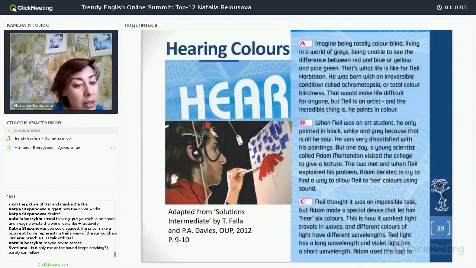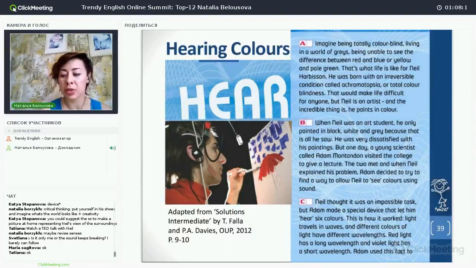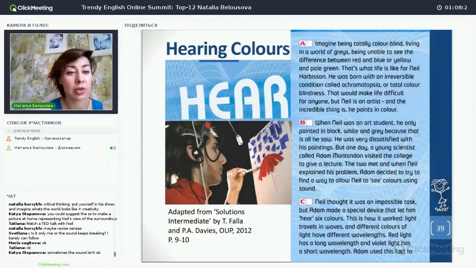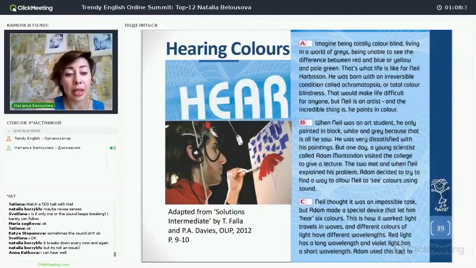Is it only me or the sound keeps breaking? Is the sound okay? Because it seems to be okay. Can you say if the sound is okay now and if you can hear me well? Because Svetlana is having problems. Okay, Svetlana, so maybe there's something with the signal on your side, but I hope it gets better. All right, let me know. I can just speak a bit slower, probably. Okay, good. So I think it's all about the internet signal, in different locations it happens, but mine seems to be okay so far.